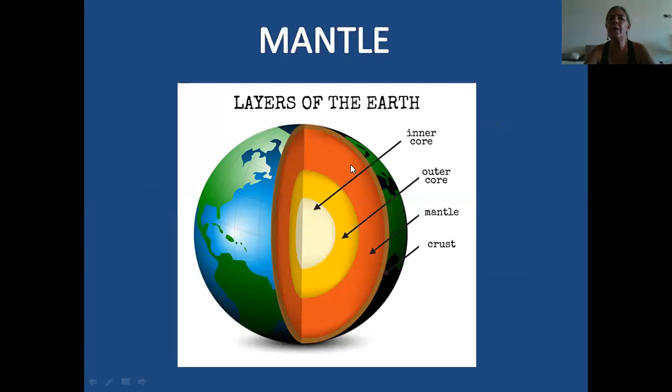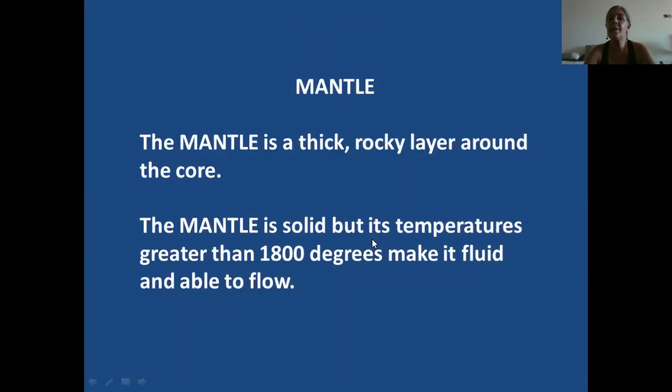The next layer is the mantle. It's represented right here on the picture in orange. The mantle is a thick rocky layer around the core, so it's all rocks. The mantle is solid, but it has temperatures greater than 1800 degrees that make it fluid and able to flow. So even though it's rocky, it is so incredibly hot that it can actually move.